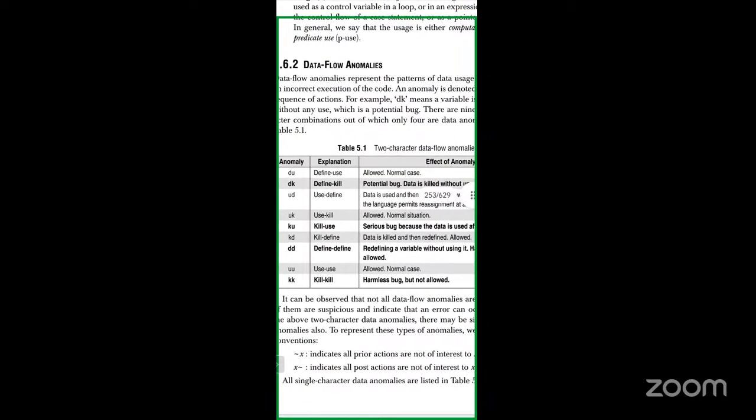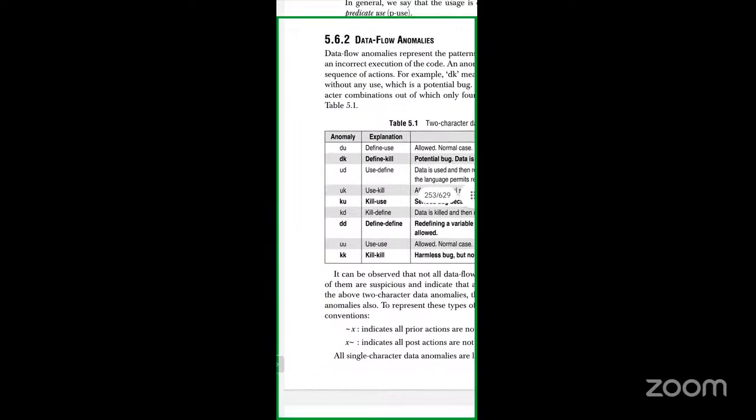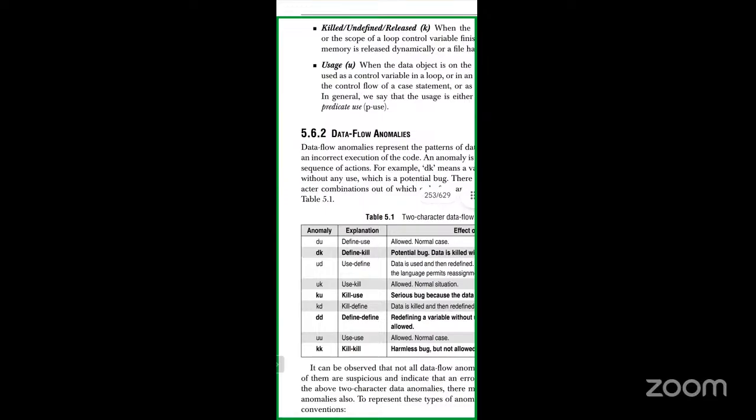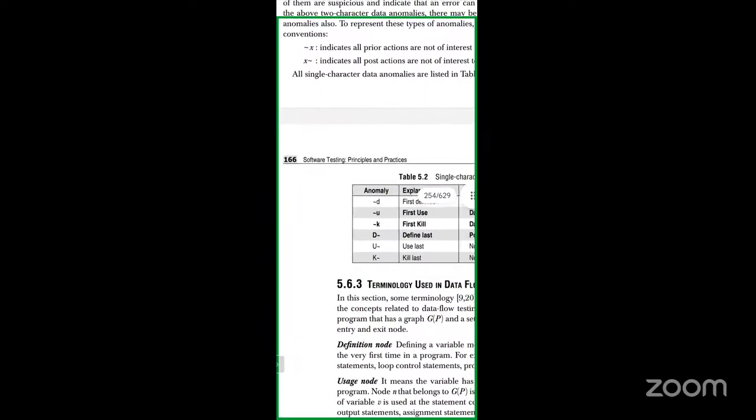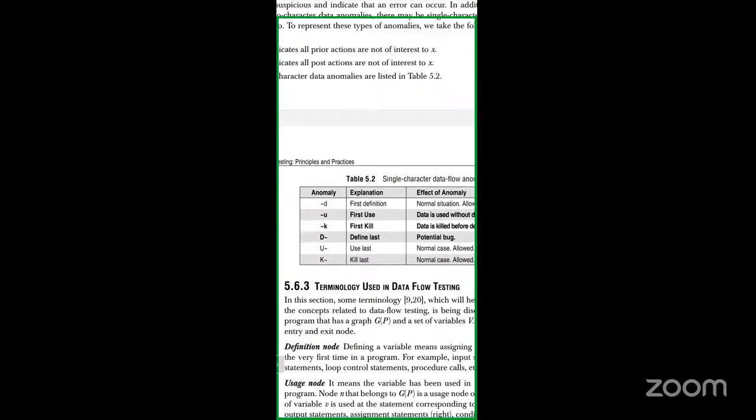So use and use, that you can do a number of times, that is also allowed, the normal form, right? Killing and killing is not allowed, it leads to harmless bugs. Okay, so this is the data flow anomaly, we can say: how we are defining, how we are using, how we are killing our data objects. We have three states, and with those three we have 9 different combinations. Those things you can easily find out in that particular data flow anomaly.